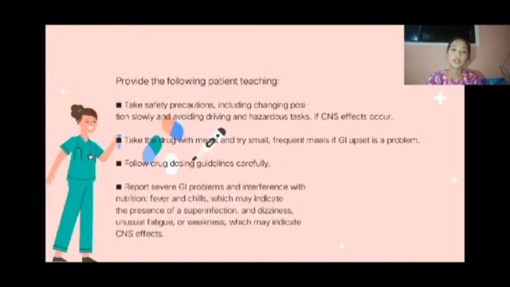So provide the following patient teaching. Take safety precautions including changing positions slowly and avoiding driving and hazardous tasks if central nervous system effects occur. Take the drug with meals and try small frequent meals if GI upset is a problem. Follow drug dosing guidelines carefully. Report severe GI problems and interference with nutrition, fever and chills which may indicate the presence of a superinfection, and dizziness, unusual fatigue or weakness which may indicate central nervous system effects.